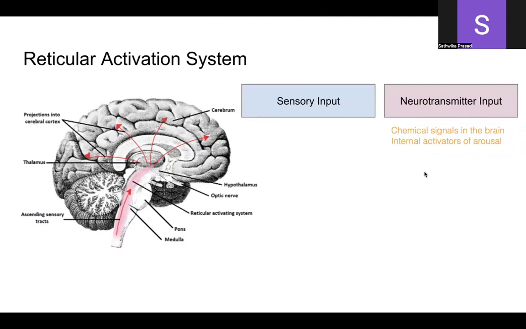However, arousal can also be induced through external sensory inputs. In other words, external stimuli, such as visual and auditory input, can elicit arousal as well. So let's get a little bit deeper into the definition of that.